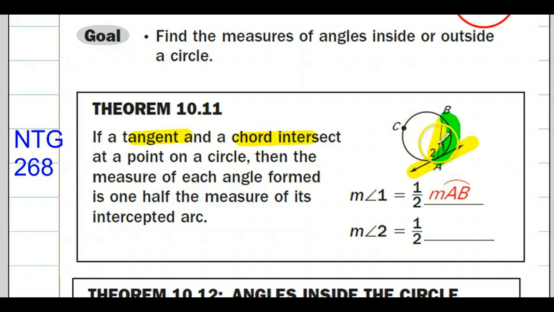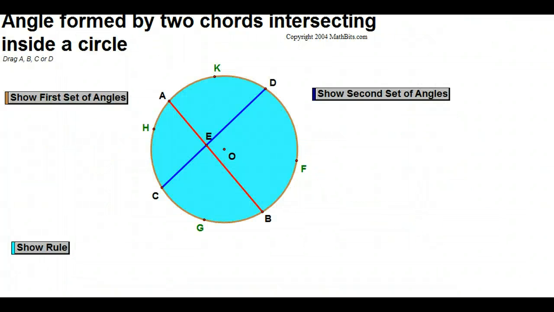And if we're looking over here, we can also see another relationship: the measure of angle 2 is going to be equal to 1/2 the measurement of which arc, because now we're dealing with a different arc. The arc that it's going to be 1/2 of is this major arc over here, arc BCA. Now what happens when two chords intersect inside a circle where their intersection is not the center?